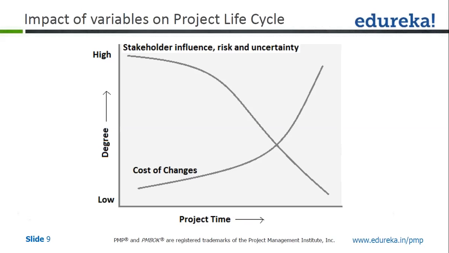This is another important diagram which tells you the impact of variables on the project life cycle. So you have cost of changes, which could be high or low in degree, with respect to project time. If you are making a change at the beginning of the project, the cost of changes is very low. As you go towards the end of the project, the cost of changes goes very, very high.